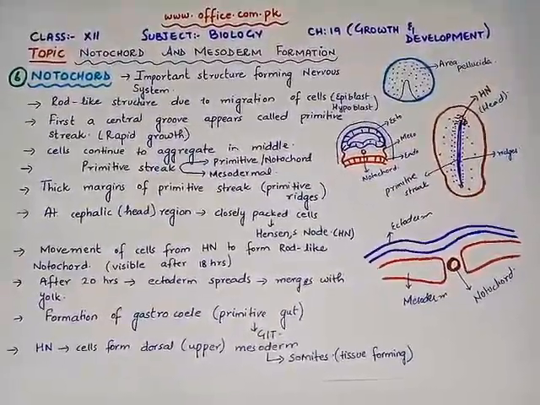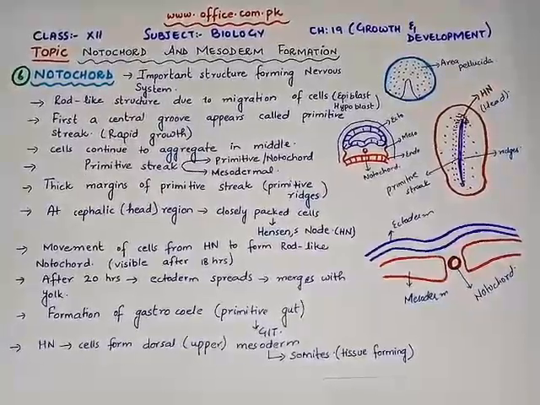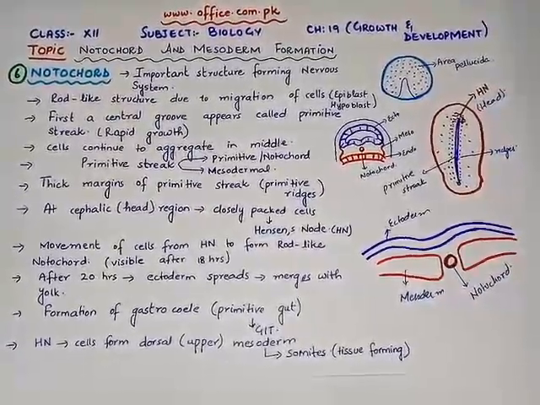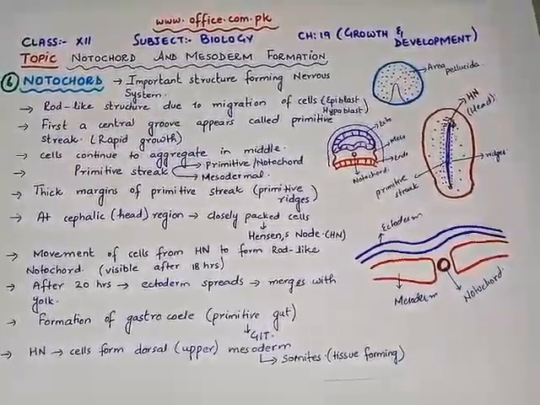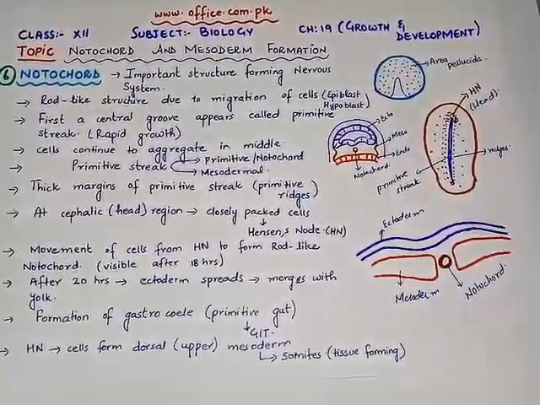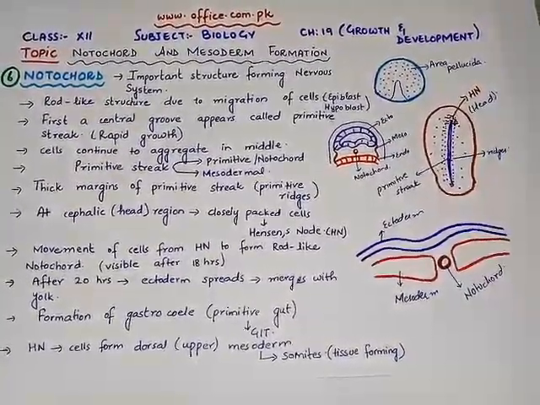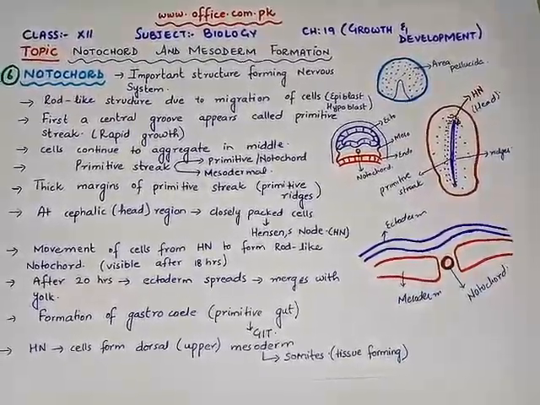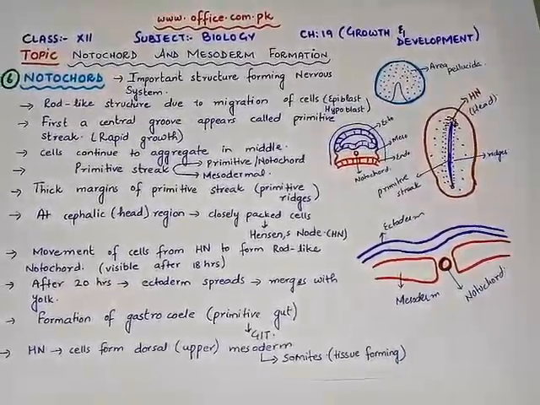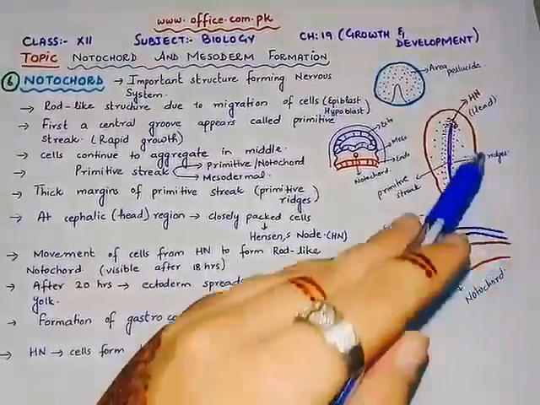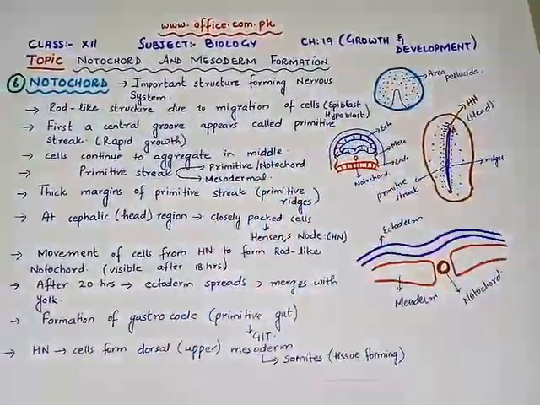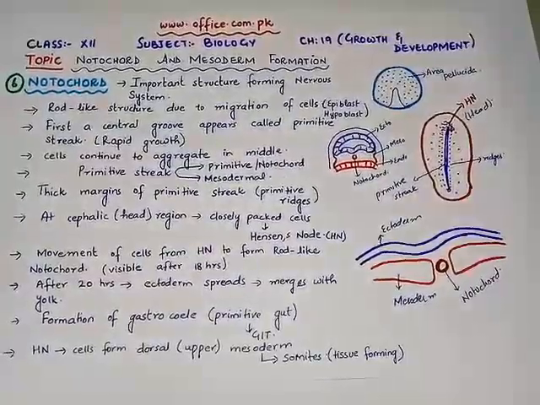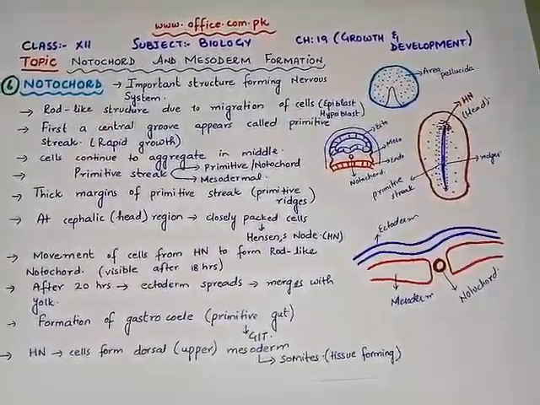The primitive streak has two nodes. One is known as the primitive notochord node, which will give rise to the notochord, and the other one is the mesodermal node, which will form the mesoderm. Dear students, the end which will give rise to the head is known as the cephalic end. Cephalic means the head region. So, the region which will give rise to the head is known as the cephalic end.